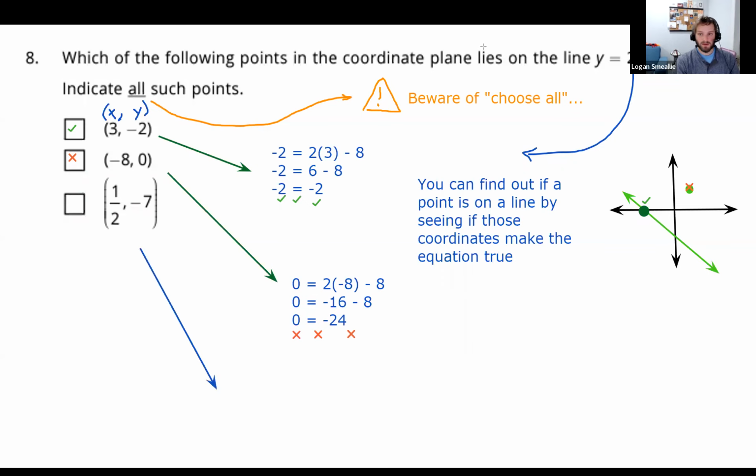And this time we're going to do y is -7 equals 2 times 1/2 minus 8. Well, is it true that -7 equals 1 minus 8? Yes, it is. That is a true statement. So our answer here is A and C. Not B, but B was a trap.